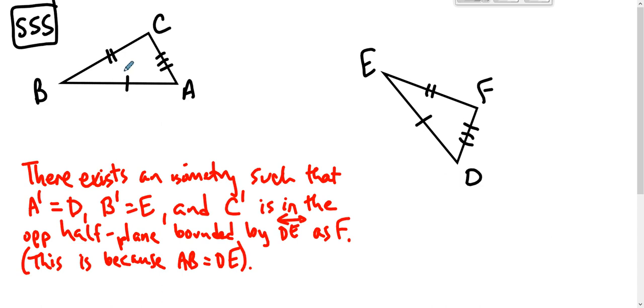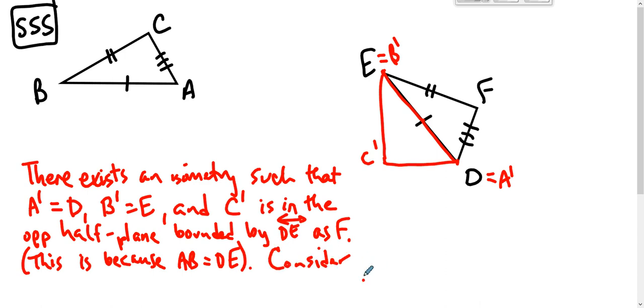In other words, we're going to pick this triangle up and we're going to bring it over here, and we're going to force A prime to be here, and we're going to force B prime to be here, and we're going to rig it up so that C prime is in the opposite half plane bounded by DE as F. Because if they're in the same half plane, then it's hard to say that C prime has to be F. That's hard. So we put C prime in the other half plane, and then we do a reflection and we get the job done.